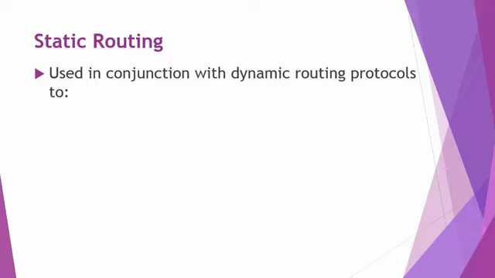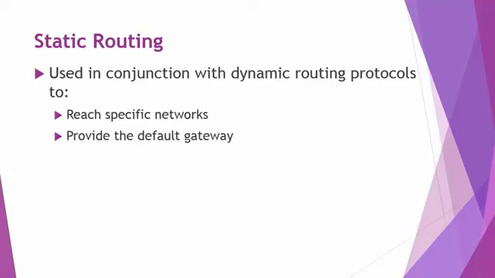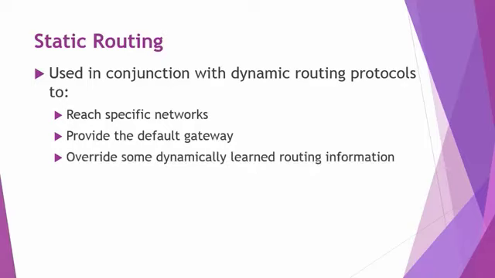Now, even though static routes may not seem necessary in modern networks, there are certainly situations in which they can offer granular control and optimization of the information learned by the routing protocols. They can be used in conjunction with dynamic routing protocols to reach specific networks or to provide a default gateway. This is obviously useful in situations where the destination network is not a part of the routing protocol database. Another scenario in which static routes are used is to override some dynamically learned routing information.